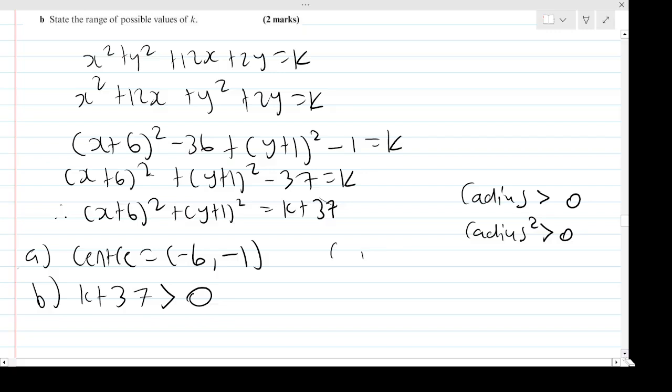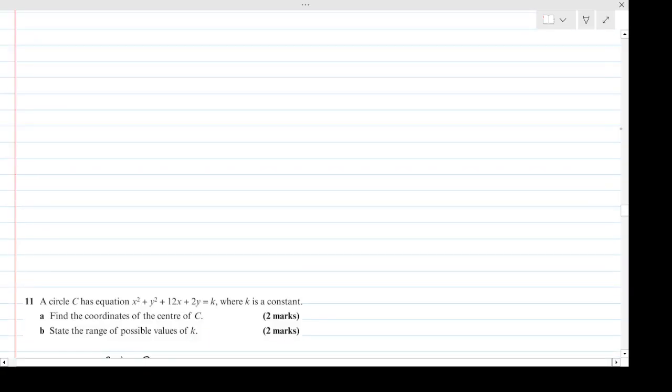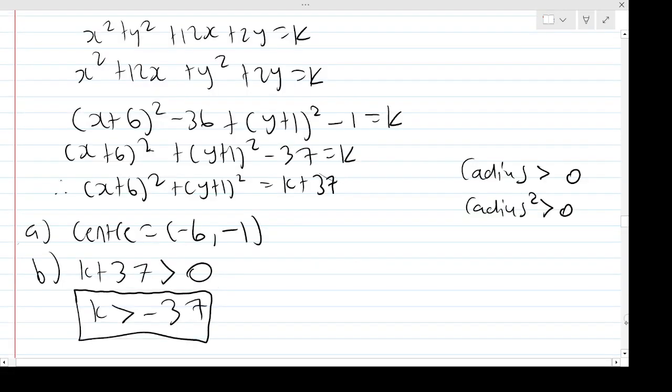So hopefully that made sense, the idea that a length has to be above 0, has to be positive. Then we can solve this inequality, so k has to be greater than minus 37. And there we are, that's our range. Cool. If they do ask a question like that, and we'll see another one in a minute, and it says state the range, you need to consider the fact that whatever you get for r squared has to be positive, and that's where you get your inequality from. Okay, there we are then.